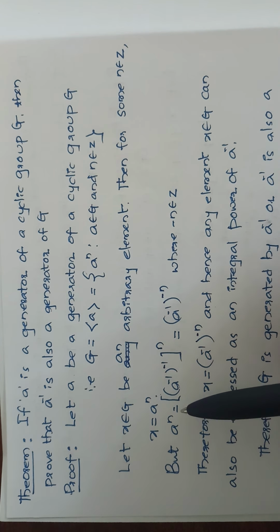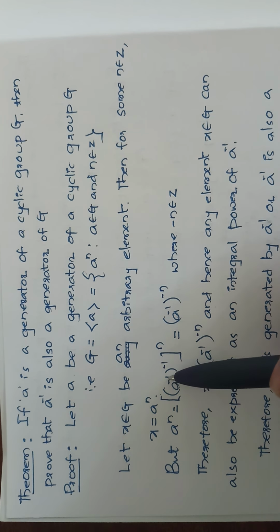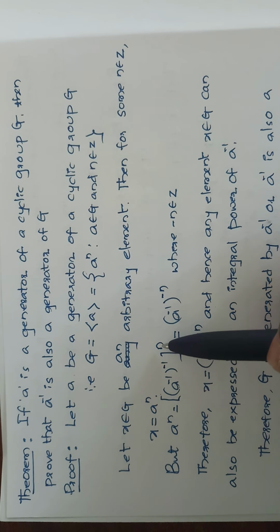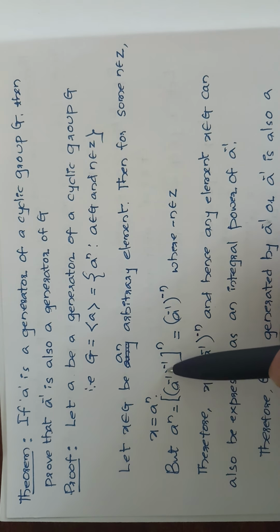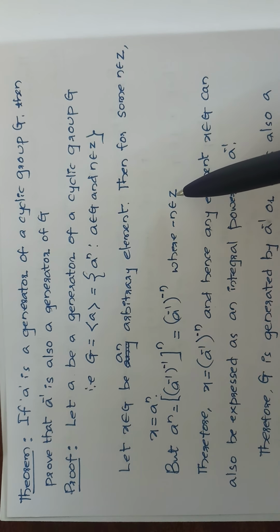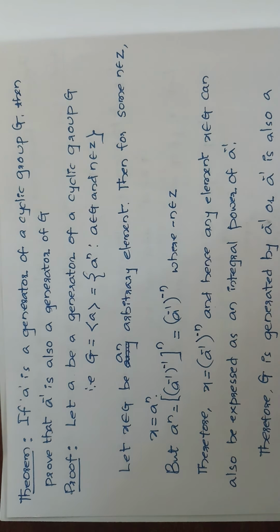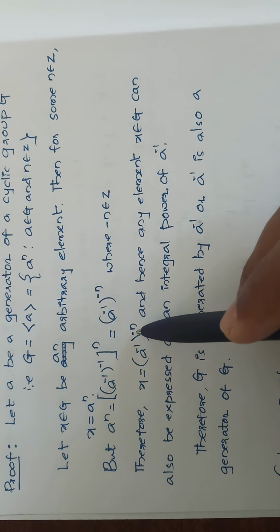But A to the power n, we can write as A to the power minus 1, whole to the power minus 1, to the power n. If we multiply these two minus signs, it becomes plus, and 1 into n is n, so again you get this element. Okay, so if I write this as A to the power minus 1, multiplied, it becomes minus n. A to the power minus 1, to the power minus n, and minus n belongs to what? Z.